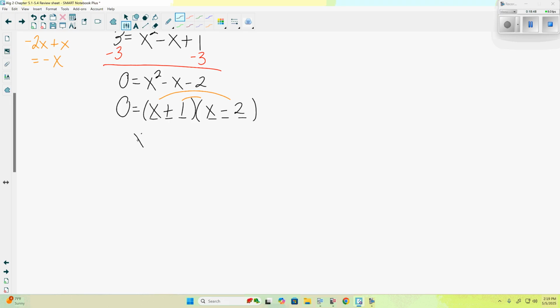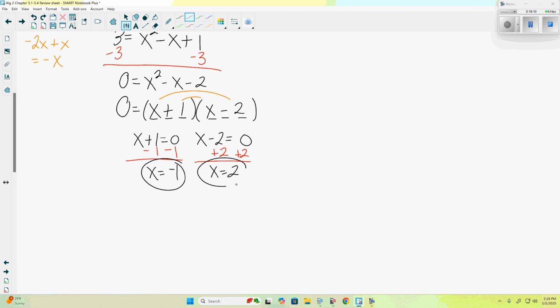Now we do have two things multiplied together to equal 0. So one of these is going to have to be 0: x plus 1 or x minus 2. And as we solve for both of these here, we find out that x is negative 1 and x is 2.